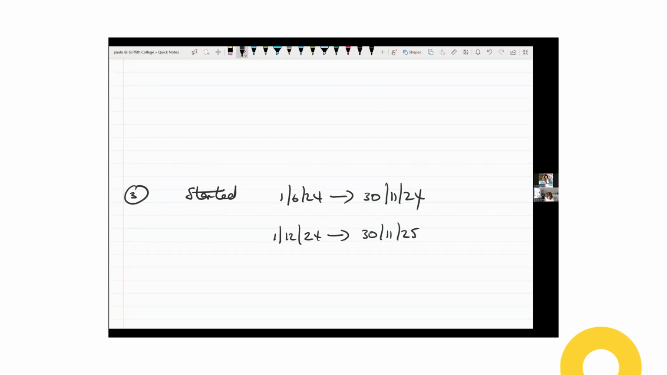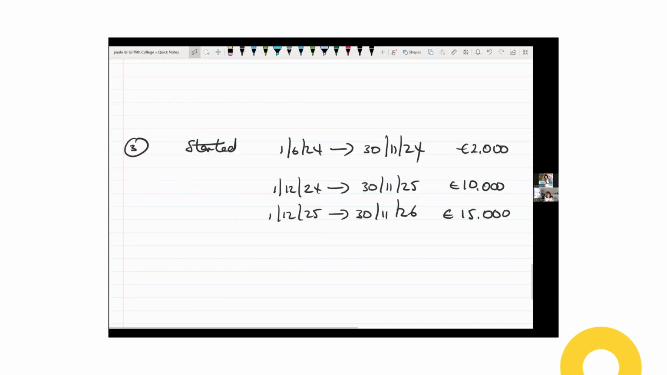And sure, look, let me do another one. Let's go the 1st of the 12th, 25 until the 30th of the 11th, 26. And let's put some figures on this. So let's say that was only 2,000. And let's say that's 10,000. And let's say that that is 15,000. Okay, so what is the year of commencement?